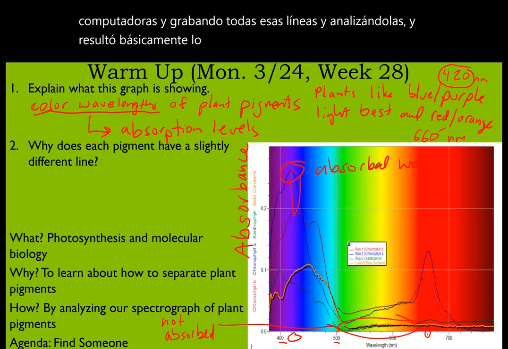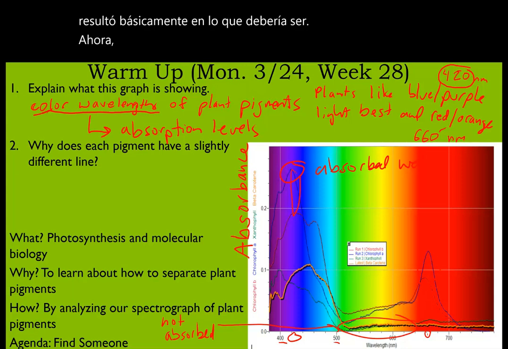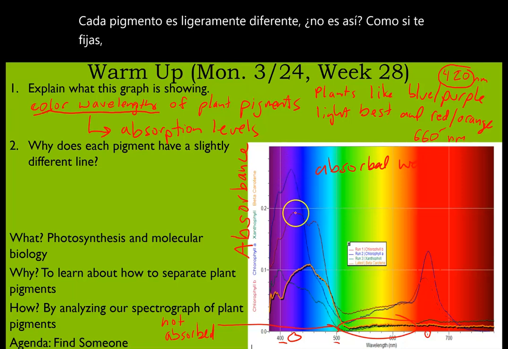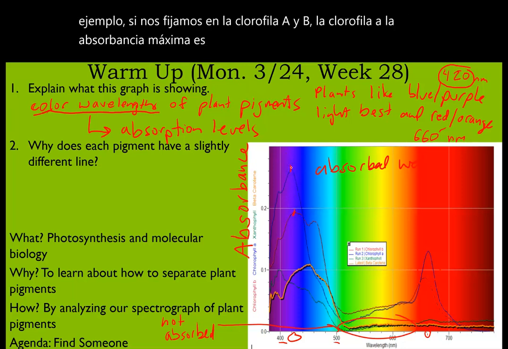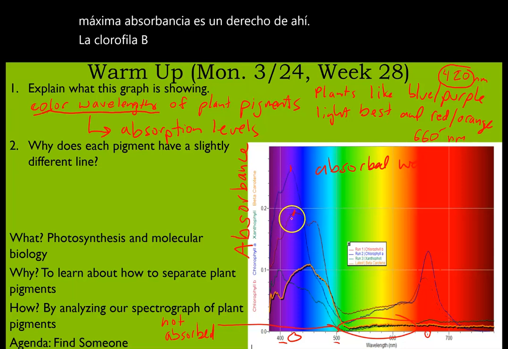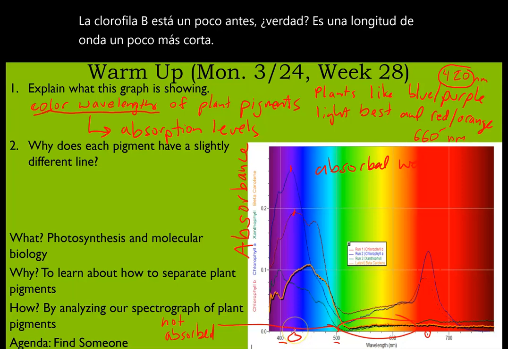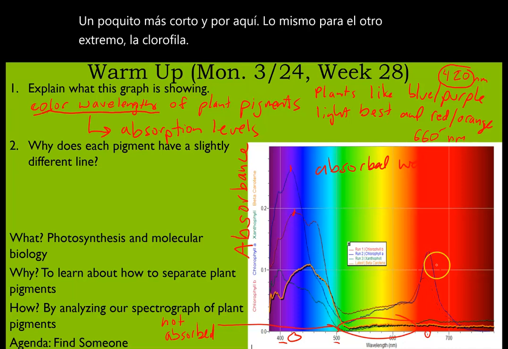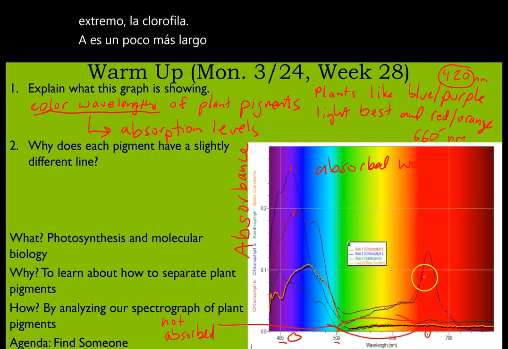Now for number 2, each pigment is slightly different, isn't it? If you look at, for example, chlorophyll A and B, chlorophyll A's maximum absorbance is right about there. Chlorophyll B is a little bit before it, right? It's a little bit shorter wavelength. And over here, same thing on the other end. Chlorophyll A is a little bit longer in the red than chlorophyll B. So they're slightly different. Now, why is that?